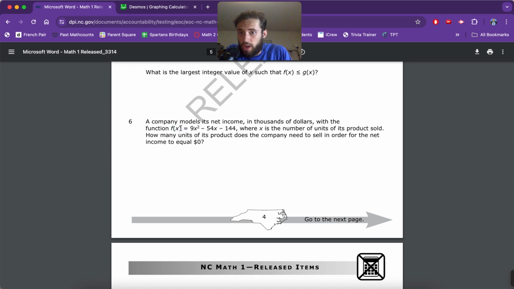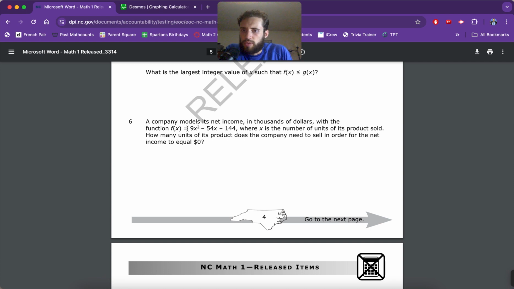So you'd say 0 equals, and then all this stuff, 9x squared minus 54x minus 144. So you're essentially solving for the zeros of this, except they're only asking for one answer, which I would presume means that one of the answers is going to be positive, one will be negative. And since x is the input, it's the number of units. You can't sell a negative number of units. So what they're probably looking for is the positive answer, just in advance.